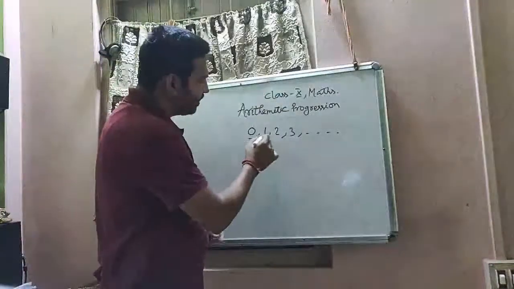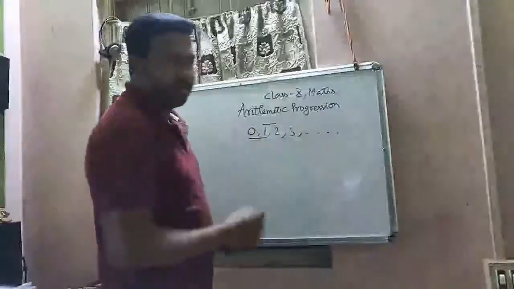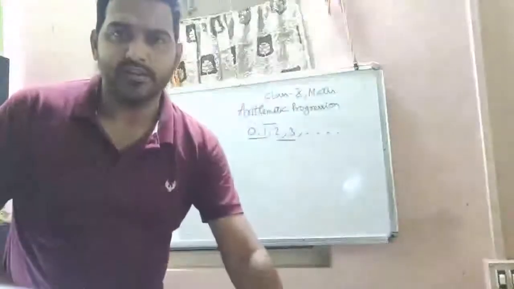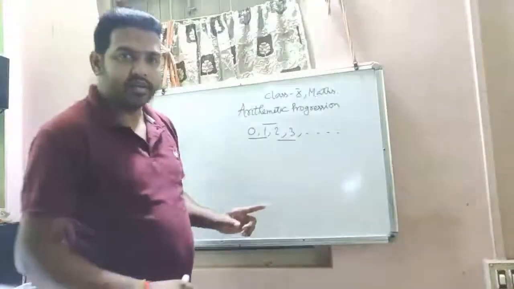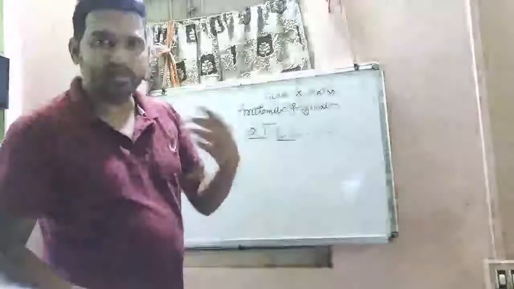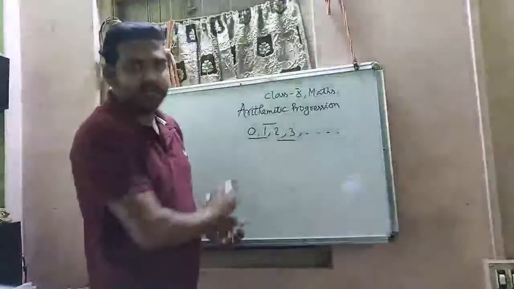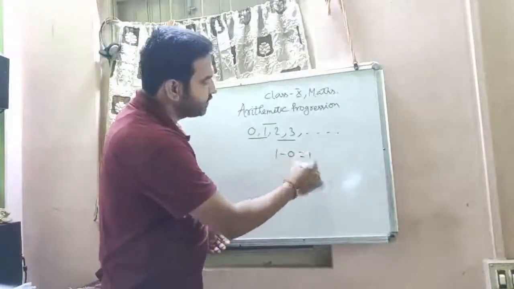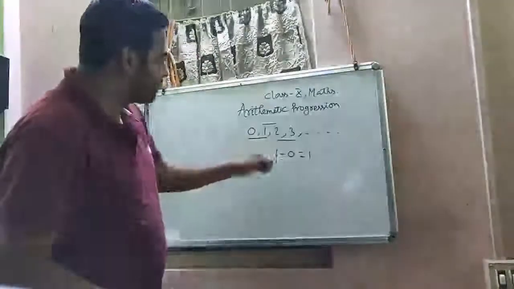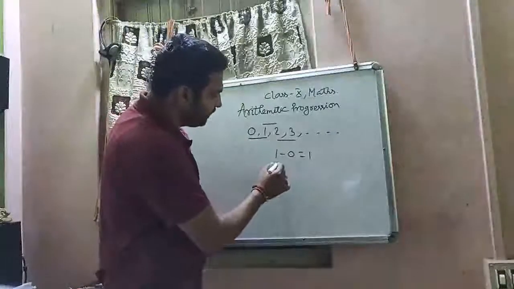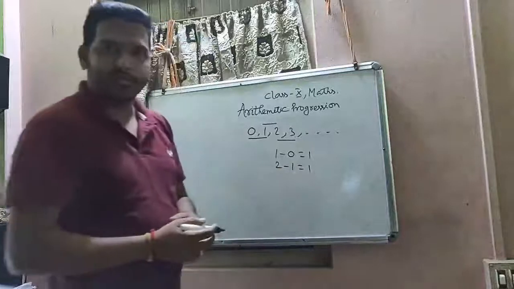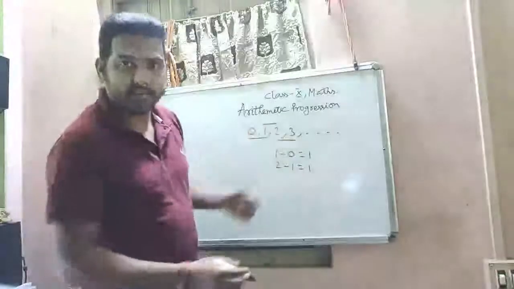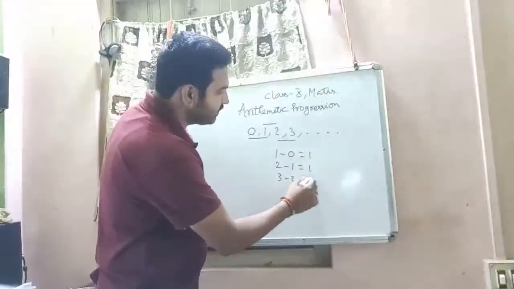We have 0 comma 1, second one 1 comma 2, 2 comma 3. So in all pairs, you just find the difference between the first and the second. How to get the difference? The second term minus the first term. So if you subtract 0 from 1, that is 1. Look at the next pair, 1 and 2. The difference is again 2 minus 1 is 1. The difference between the numbers present in the third pair, 3 minus 2 is also 1.